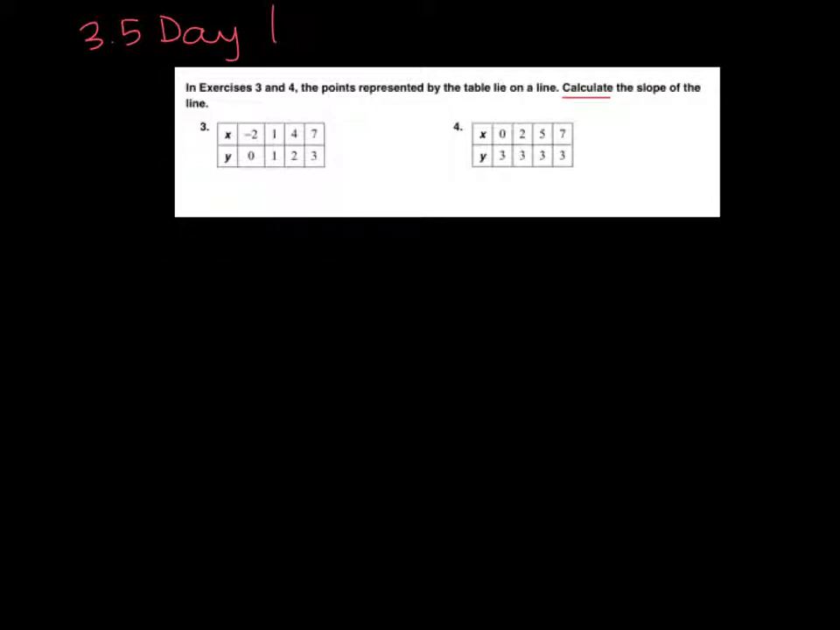You're going to use the formula y2 minus y1 over x2 minus x1. When we learned this, I told you to pick 2 points. It doesn't matter which 2 points, just pick 2. So I'm going to use these last 2. When you pick your points, the next thing you want to do is label them. One of them will be x1, y1. I have 4, 2 as one of my points, and I have 7, 3 as the other one.